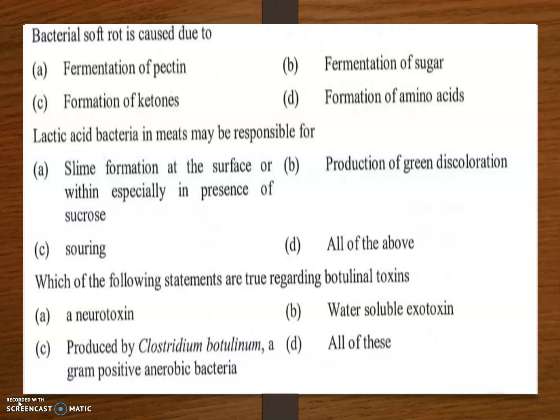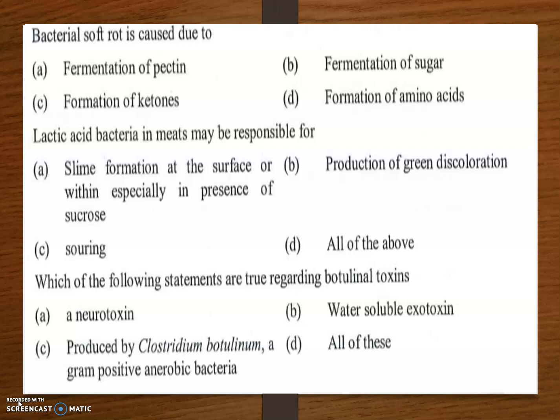Next question. Lactic acid bacteria in meats may be responsible for? The answer for this question is option D, that is all of the above. The lactic acid bacteria in meat are responsible for slime formation at the surface or within, especially in presence of sucrose, then production of green discoloration, then souring, etc. These are all caused by the lactic acid bacteria in meat.